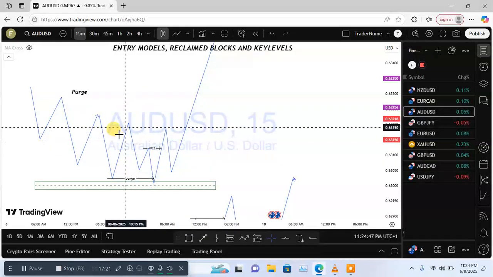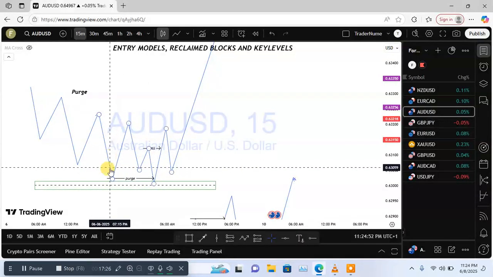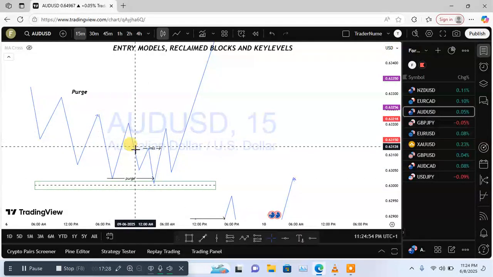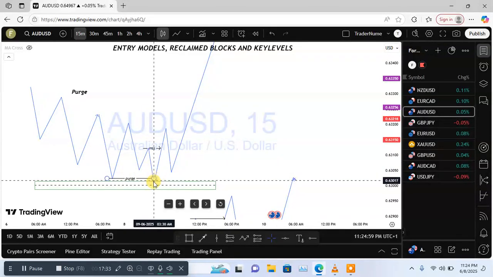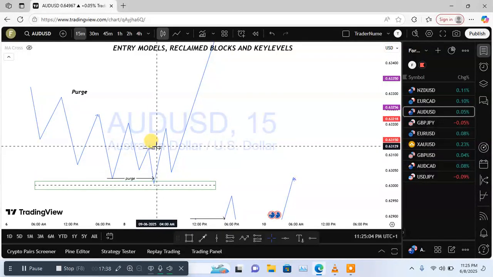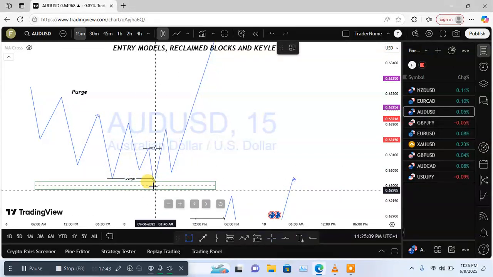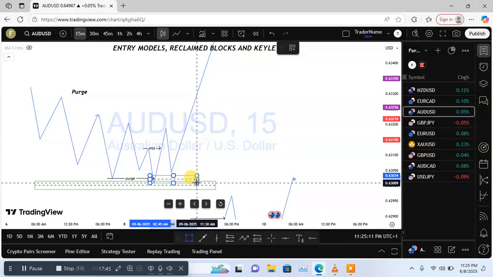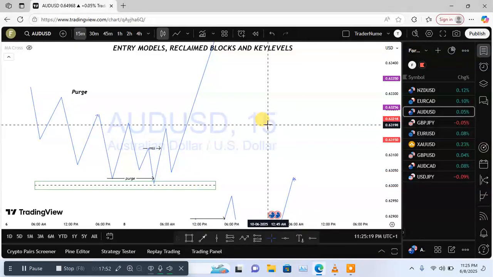Sometimes price might create this very structure before it sweeps it. The price might come down, go up. As price is coming down, it fails to break, goes up a little bit, then sweeps, then goes up and causes a structural shift. So you can just enter from the demand zone, or what I call reclaimed block. I'm going to explain reclaimed block to you. It's just the same, it's just a better way of entering your market.